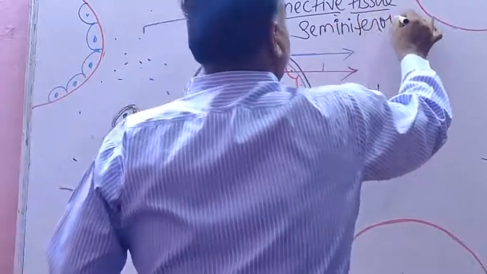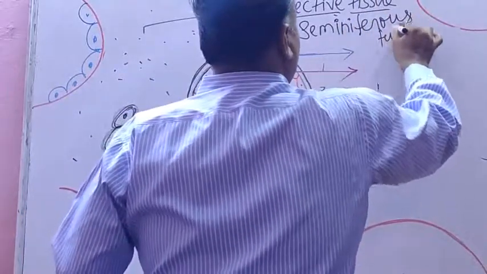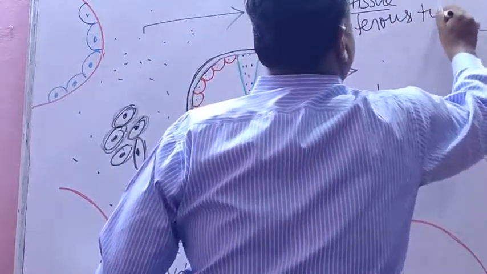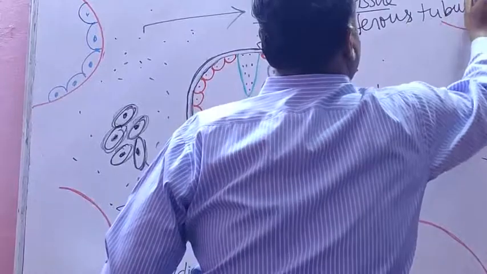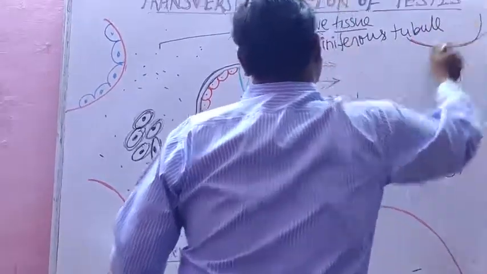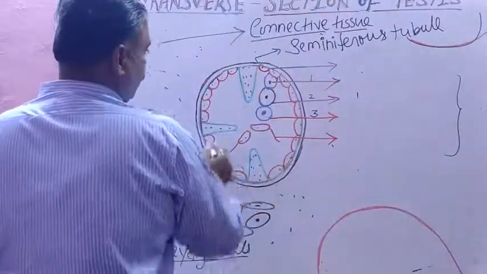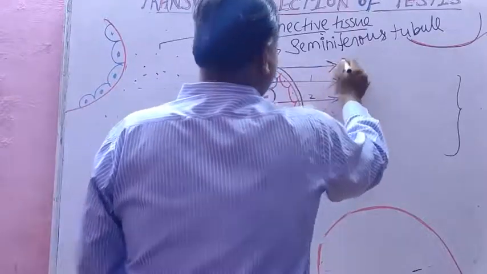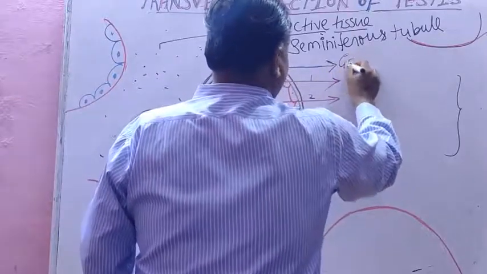Seminiferous tubule. This is the second one. And now let us see it in detail. The wall of the seminiferous tubule is lined with germinal epithelium.